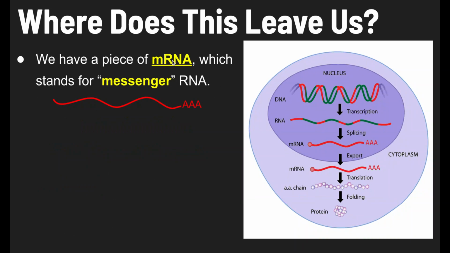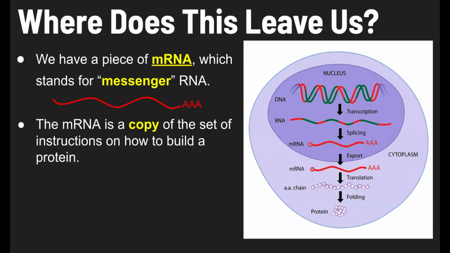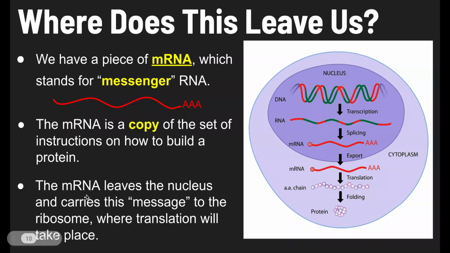Now, I've used the word mRNA here, so you might wonder what that M stands for. At the end of this process, at the end of transcription, we have a piece of mRNA. That M stands for messenger RNA. That mRNA is a copy of the set of instructions that was stored in the DNA. It's a copy of those instructions on how to build a protein. The mRNA is going to leave the nucleus and carry this message, the instructions on how to build a protein, to the ribosome, where translation will take place.